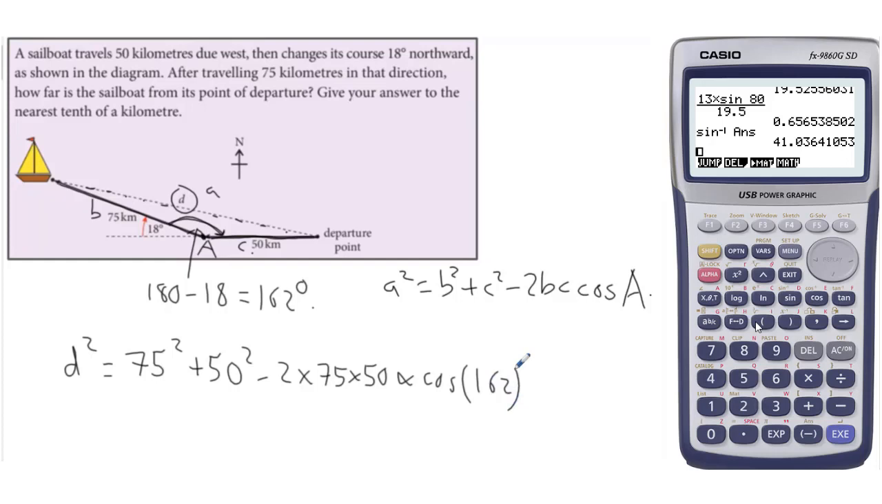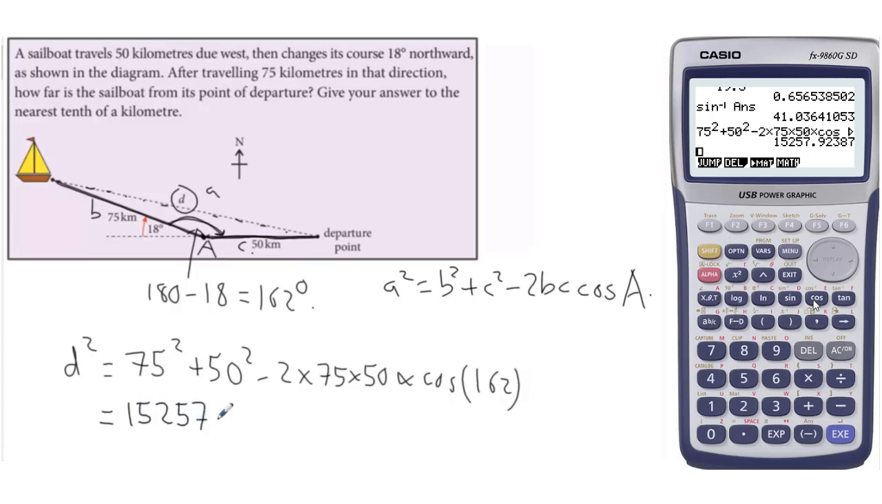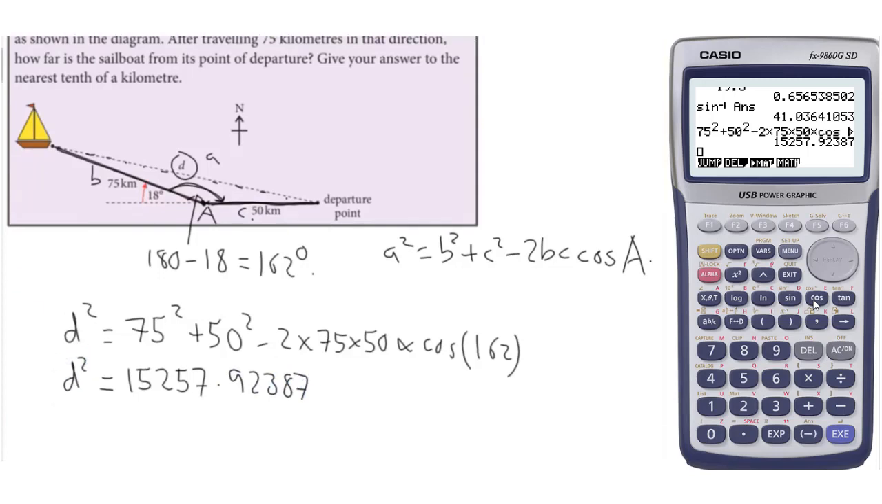Okay, go to your calculator. 75 squared plus 50 squared minus 2 times 75 times 50 times cosine 162. So that gives you an answer for D squared, which is quite a very large number, 15257.92387. So that is D squared, and D is going to be the square root of that.